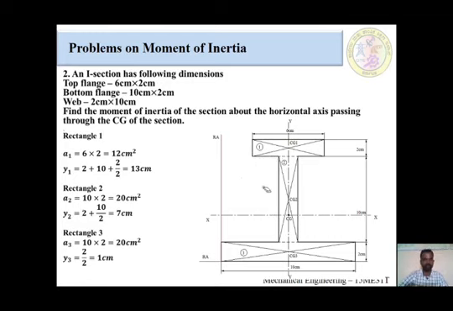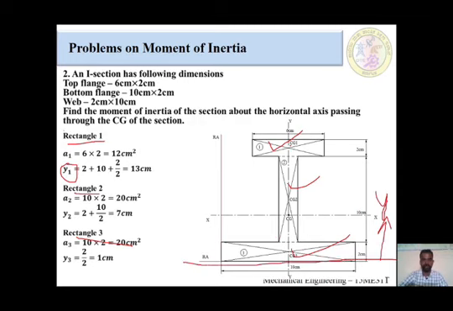What should we follow? Firstly, I am going to solve the rectangular parts. This is the first rectangle, this is the second, and this is the third. The first rectangle is the top flange, the second is the web, and the third is the bottom flange. Individually we have to calculate the area and y1. For finding y1, we have to take a horizontal reference and go vertical for calculation of the y values.